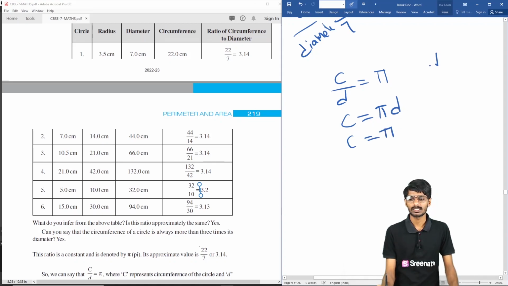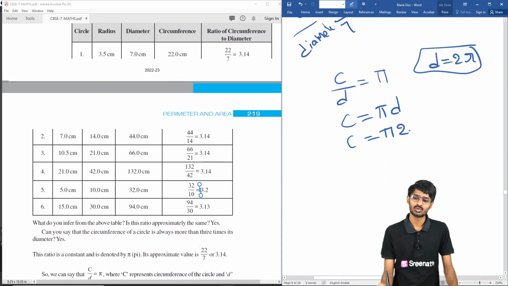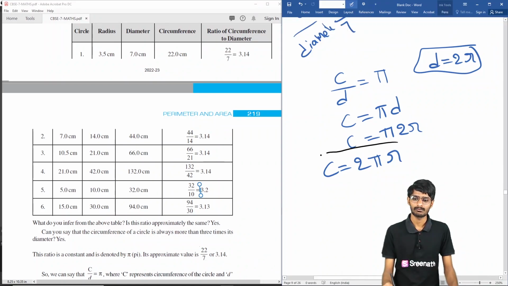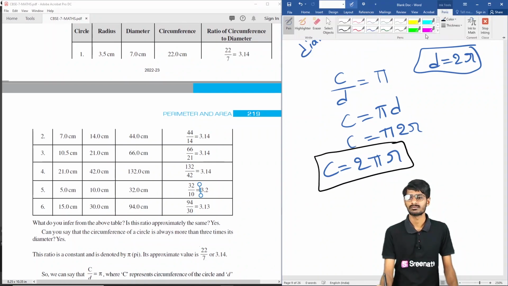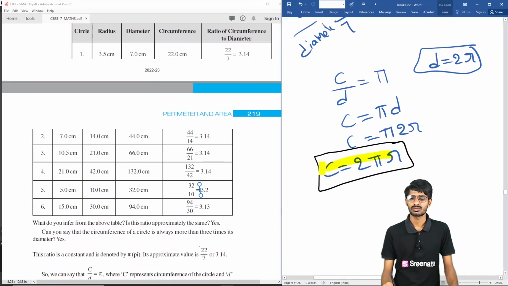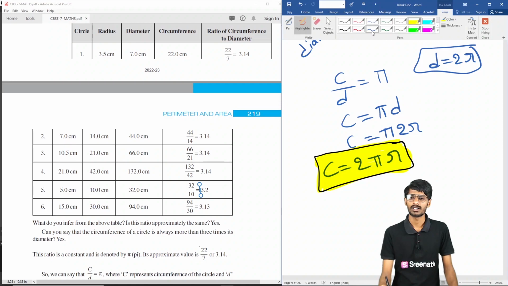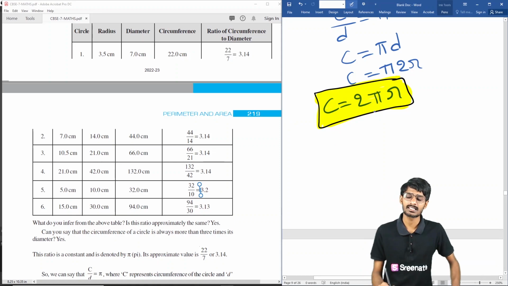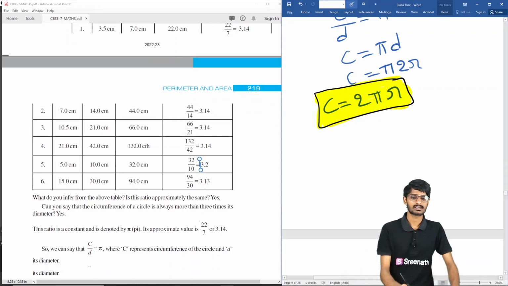We know that diameter equals 2 into radius, double the radius, so circumference equals pi into 2r. Finally, the circumference of a circle is 2 pi r. It is a very famous and very important formula. The circumference of any circle is 2 pi r, where r is the radius of that circle. Okay, students.